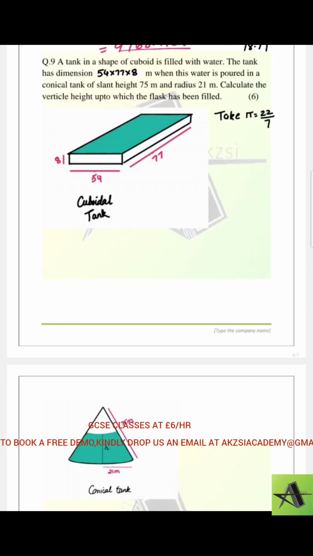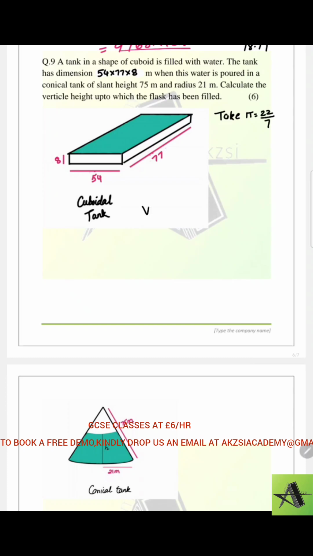Now see this question number 9. A tank in the shape of a cuboid is filled with water. The tank has dimensions 54 times 77 times 8. When this water is poured into a conical tank of slant height 75 meter and radius 21 meter, calculate the vertical height up to which this tank has been filled. So this water is completely filling this cuboid.